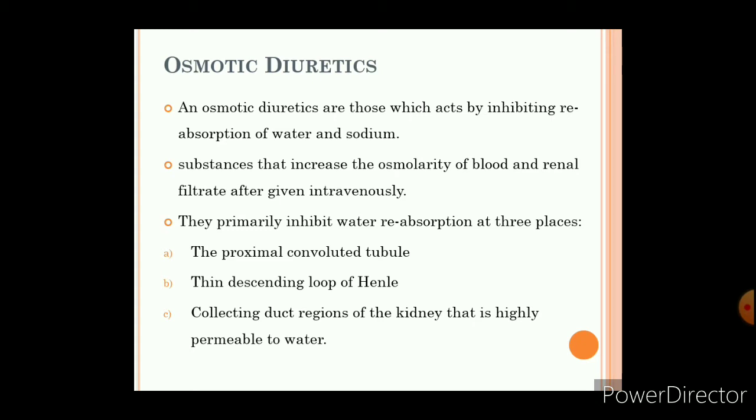Osmotic diuretics are those which act by inhibiting reabsorption of water and sodium. These are substances that increase the osmolarity of blood and renal filtrate after being given intravenously. They primarily inhibit water reabsorption at 3 places: the proximal convoluted tubule, the thin descending loop of Henle, and the collecting duct, a region of the kidney that is highly permeable to water.